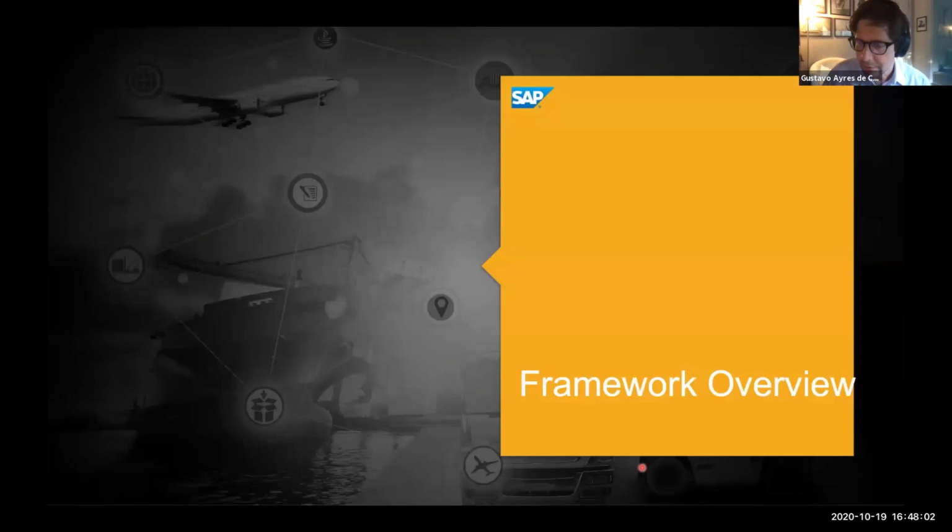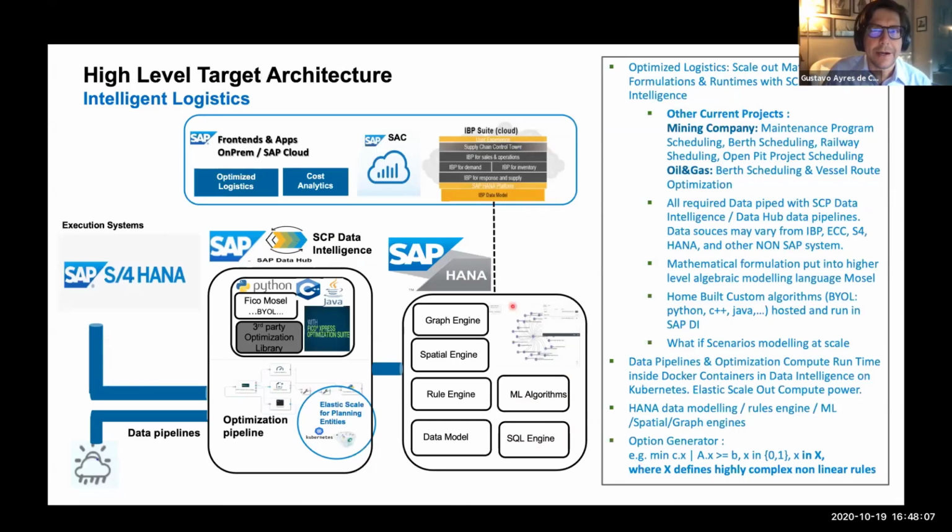Okay, so what does this framework look like? At a high level, and for this specific instance, the way this looks is that we have this IBP suite sitting on the cloud with all this different functionality, and on the other side we have the SAP cloud platform. It's basically a cloud environment hosting data intelligence and connecting to the core SAP systems such as HANA.